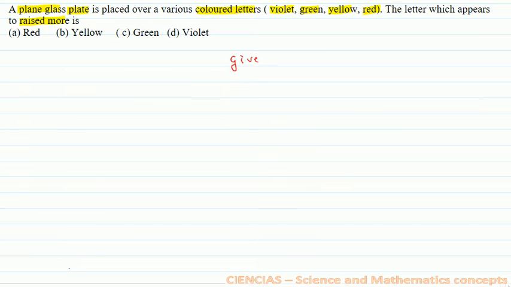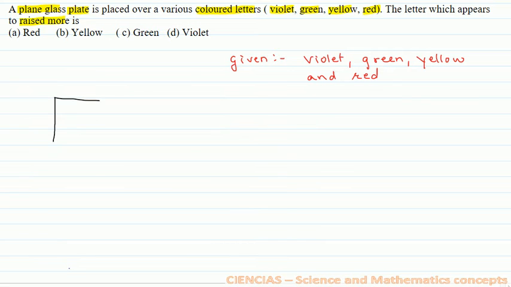Given is different colors. There are violet, green, yellow and red. And now we see diagrammatically what the question wants to.